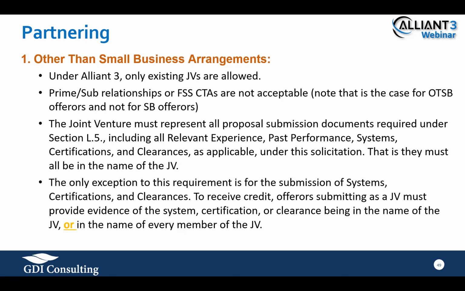The joint venture must represent all proposal submission documents required under Section L5, including relevant experience, past performance, systems, certifications, and clearances under the solicitation. They must all be in the name of the JV. The only exception to the fact that all those contracts must be in the name of the JV is for system certifications and clearances. To receive credit, it can be either in the name of the JV or in the name of every member of the JV. So if you have a JV comprised of 3 different companies and you're going for EVMS, for example, either the EVMS is in the name of the JV or all 3 companies must have EVMS to get the points. So that's how it works for large businesses.